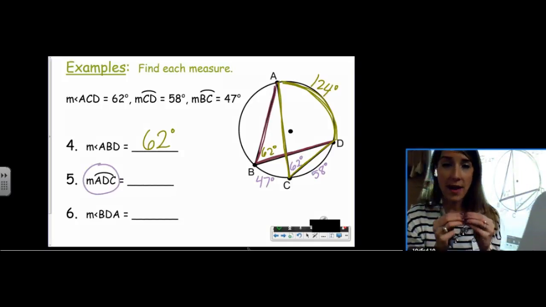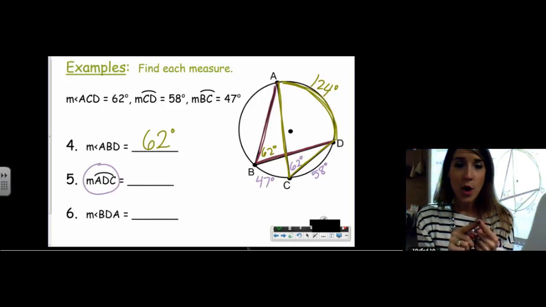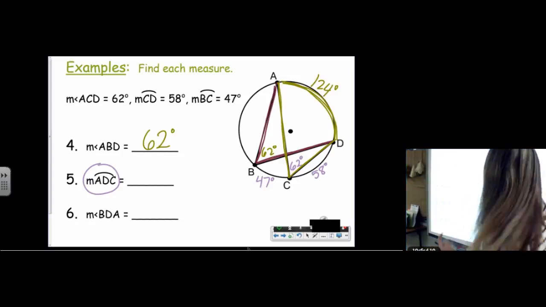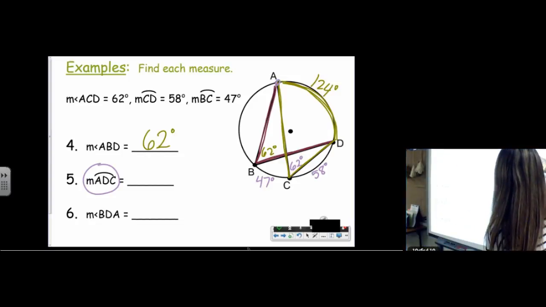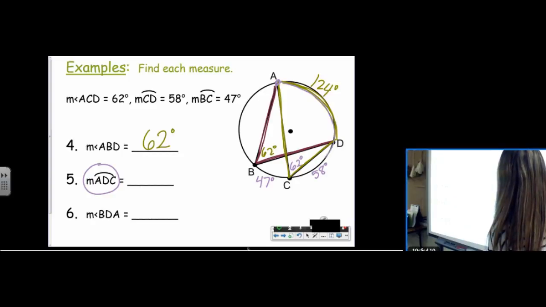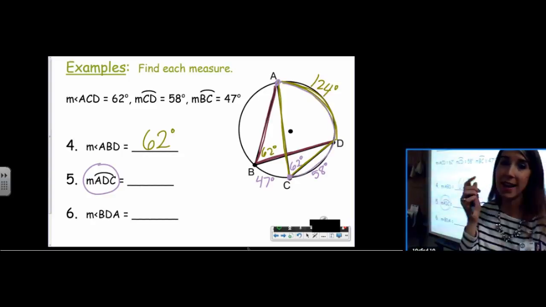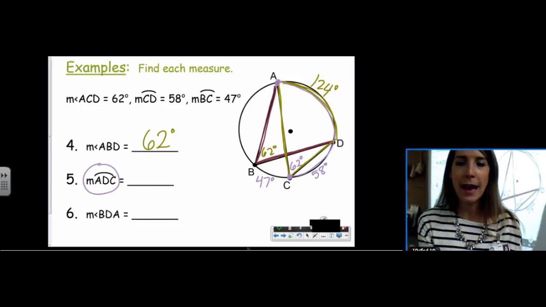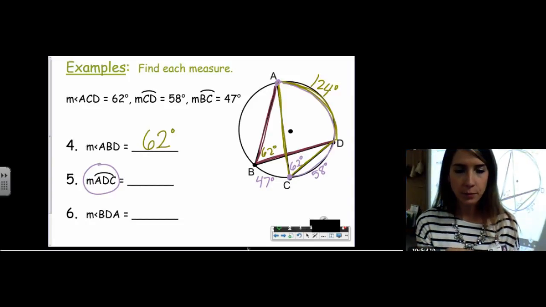The way to locate that arc is to start at A, travel through D, and end at C. So start at A, travel through D and end at C. Sometimes people accidentally go the other way around. That wouldn't be arc ADC, it'd be arc ABC, so be careful.